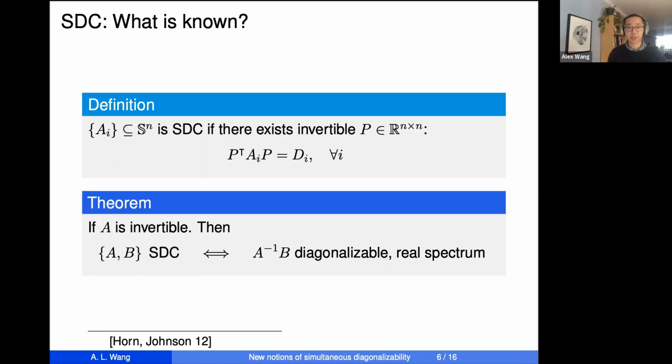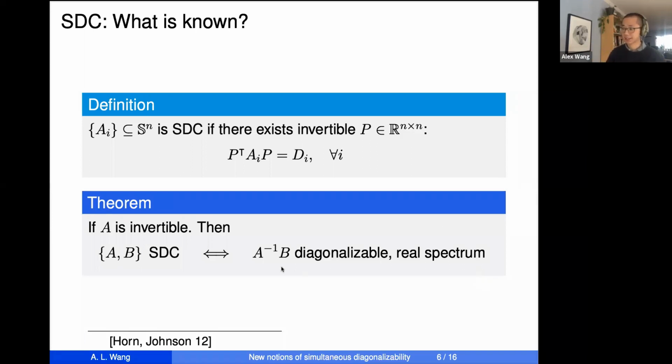It says that suppose you have an invertible matrix A. Then the pair A and B is SDC, simultaneously diagonalizable via congruence, if and only if the matrix A inverse B is diagonalizable and has real spectrum. So what does this mean? Recall that A inverse B is no longer a symmetric matrix. You should just think of it as some n by n matrix now. We say that it is diagonalizable if it has a full set of eigenvectors, that is to say, it doesn't have any Jordan blocks of dimension greater than or equal to 2. And to say that it has a real spectrum is to say that all of its eigenvalues are real.